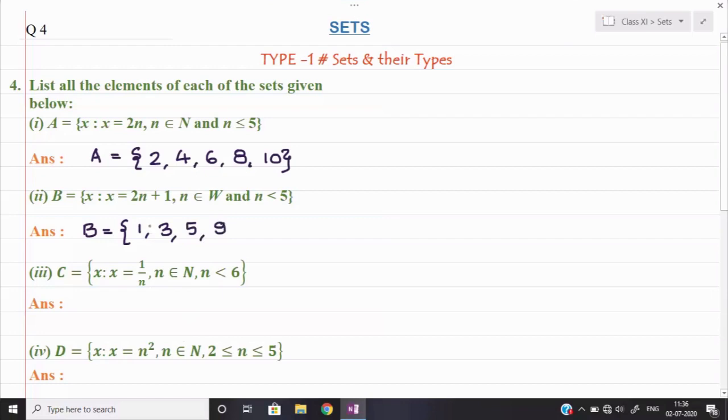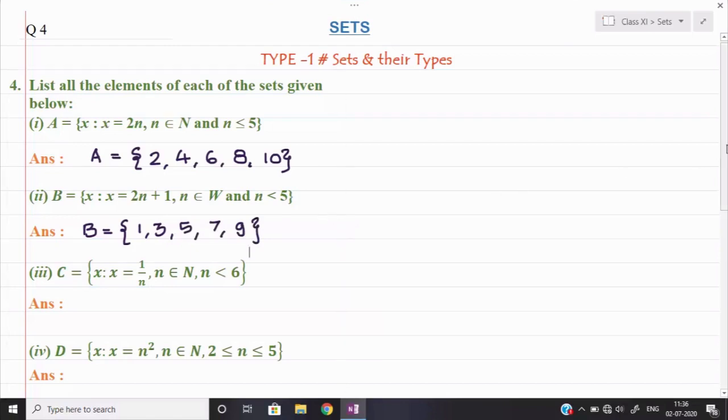Did I make any mistake? I think some mistake was made here, so let us rectify it and solve once again. The first value is 2 into 0 plus 1, which is 1. The second value is 2 into 1 plus 1, that is 3, correct. Then 2 into 2 is 4, plus 1 is 5. 2 into 3 plus 1 is 7, and 2 into 4 plus 1 is 9. I had forgotten 7 in between.